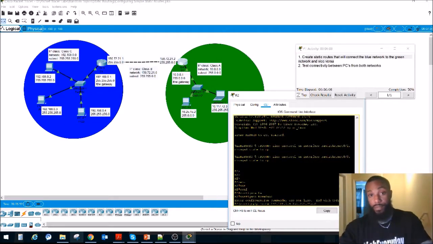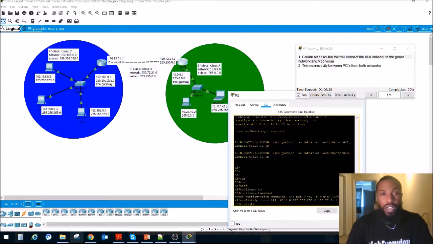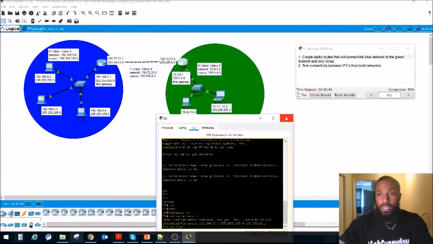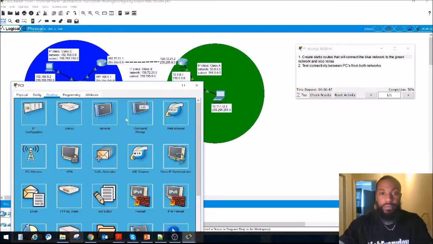You could do the exit interface, but I don't think that's what we're looking for right now. We look for the next hop router. So 255, I'm sorry, 150.72.21.1. What did I do wrong here? IP route. Did I do it on the right? Yeah, that should be it. Maybe I just didn't put the grading on there right. But let's go ahead and see if we can ping the other side.